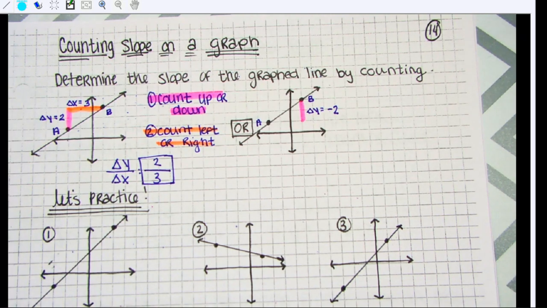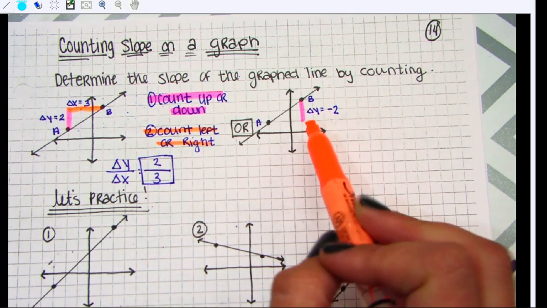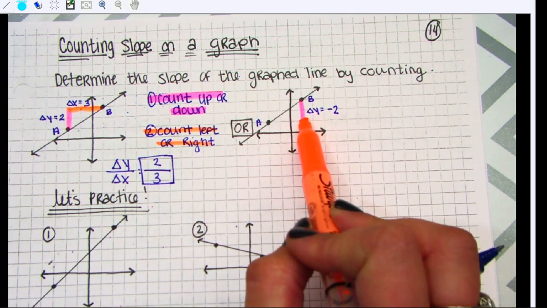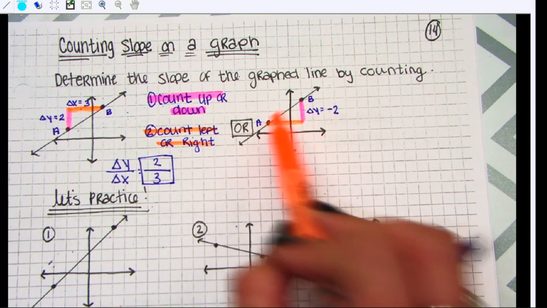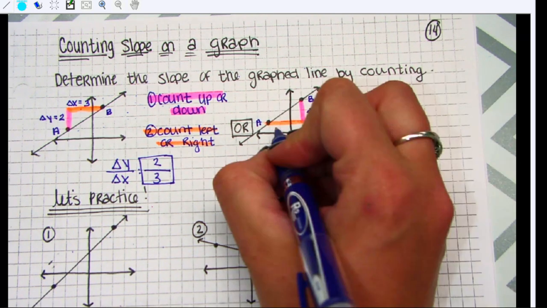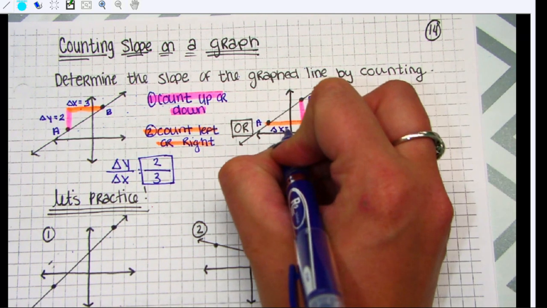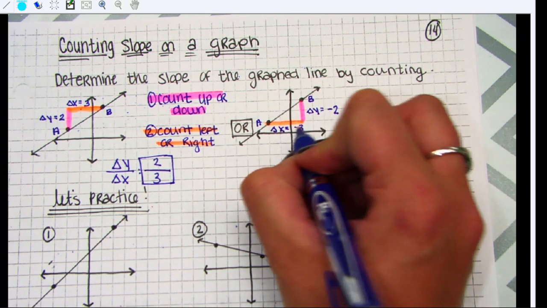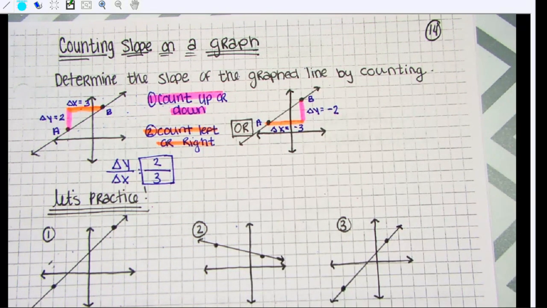So I went down 2, then what direction? Yeah, 1, 2, 3. Left 3. So my change in X is what kind of 3? Negative, because I went left. Is that making any sense? Okay, we should be able to connect this to when we were graphing. Remember when we were graphing y equals mx plus b? We counted the slope, we went up and then to the left or down to the left.